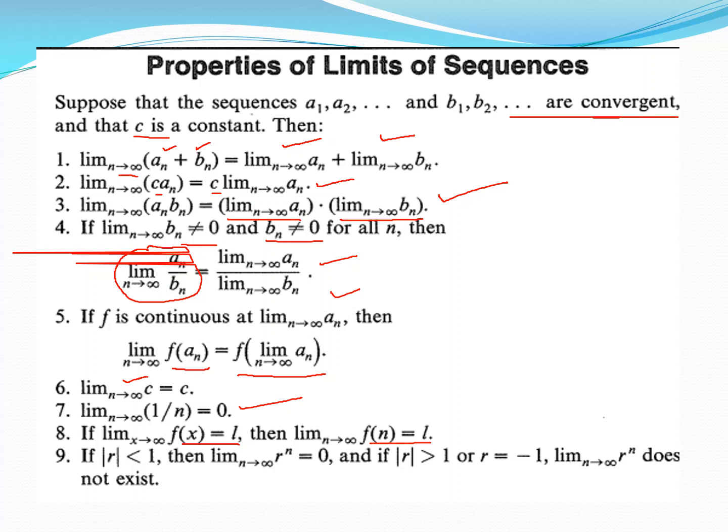The ninth property: if the absolute value of r is less than 1, then this limiting value is 0. And if r is greater than 1 or equal to -1, then the limit of r to the n does not exist.